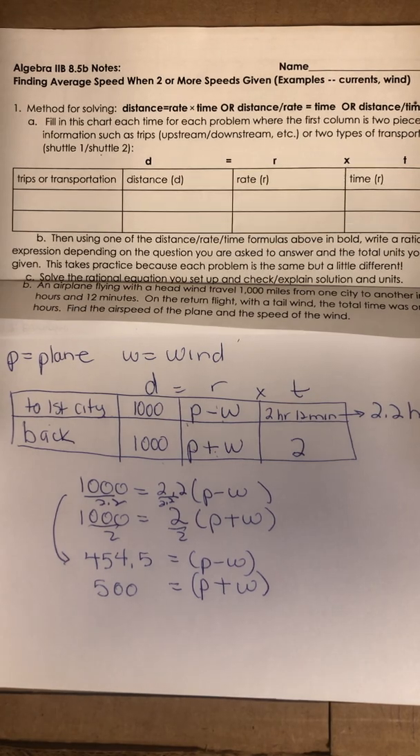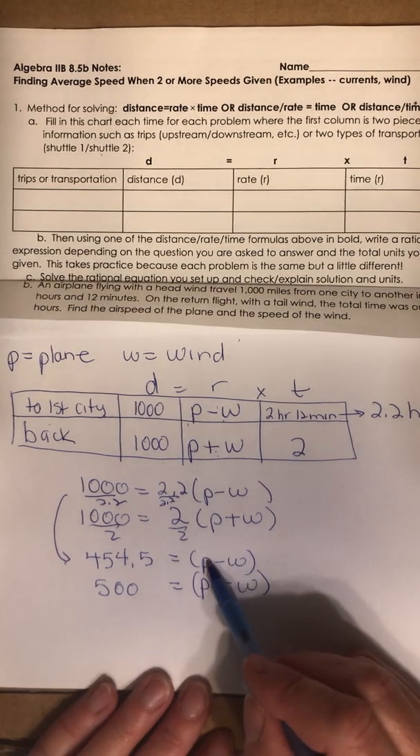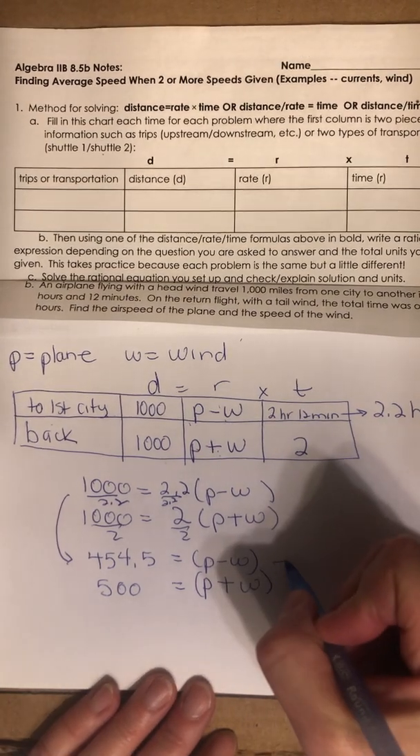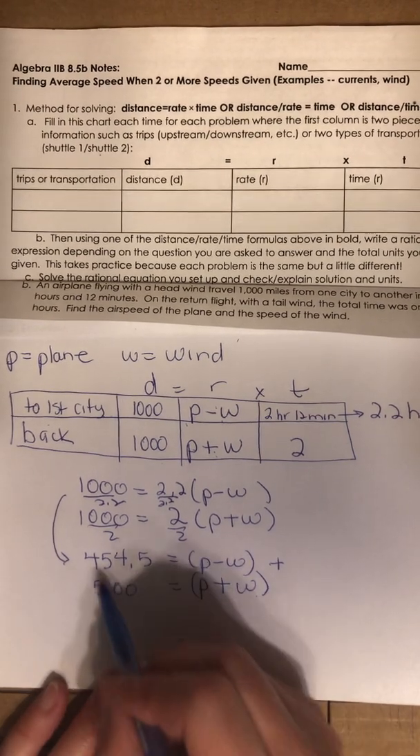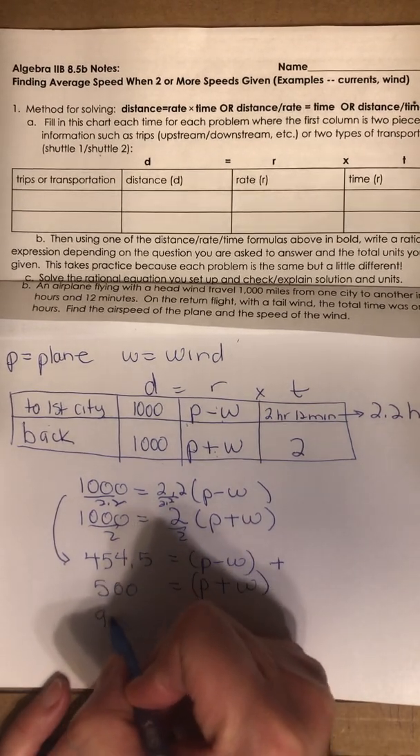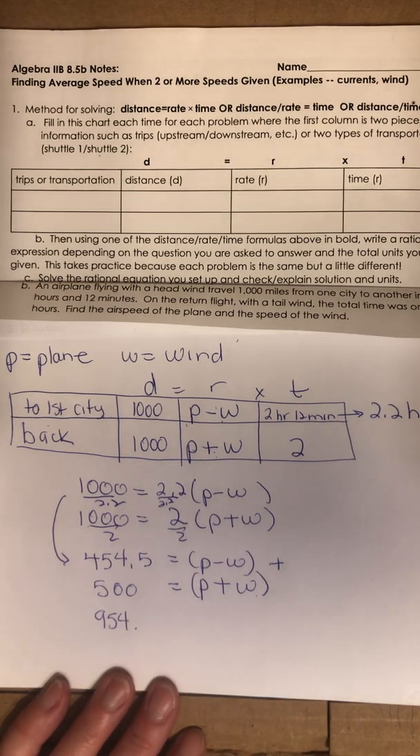Now, a great way to solve this equation is just to add up the equations because a variable eliminates. So notice on the left, that would be 954.5.